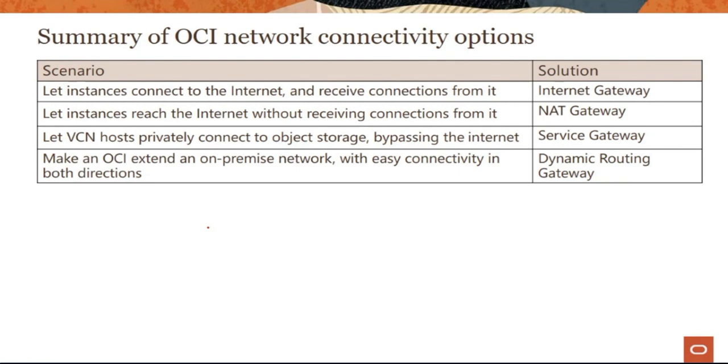In the next module, we'll look at a couple of demos where we create an internet gateway and a NAT gateway, and then subsequently we'll also talk about peering and transit routing, which completes the set of all the network connectivity options available with the OCI virtual network service.